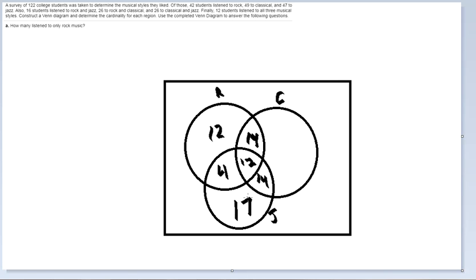Okay, and one more time for the classical. It said that 49 listen to classical. Okay, well, in classical over here we have 28, the 14 and 14, and then 30, this is 40 in here for classical, and classical likes to do 49, so 40 plus what equals 49? That means right out here we'd have 9.